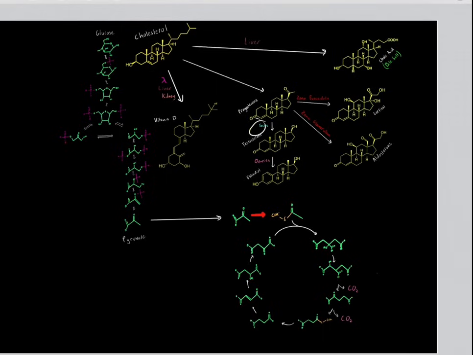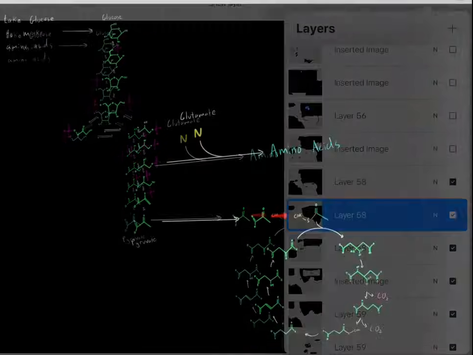For example, in the testes, we can go through this pathway to form testosterone. In the ovaries, we can go through this pathway to form estradiol. In different parts of the adrenal cortex, we can go through different pathways to form cortisol and aldosterone, these important steroid hormones. And in the liver, we can take cholesterol to form these bile salts, which are needed to emulsify and absorb fats from our diet.